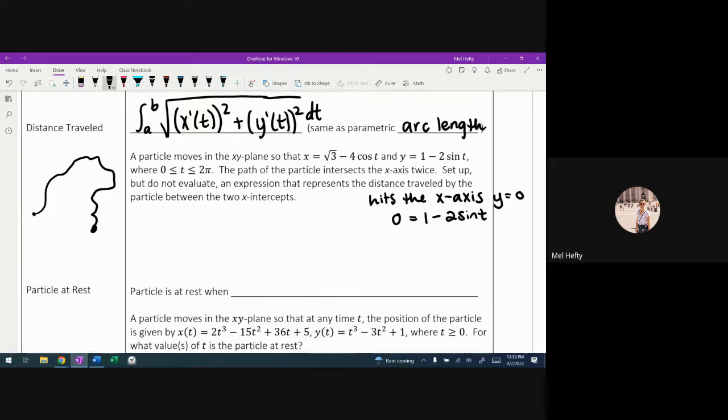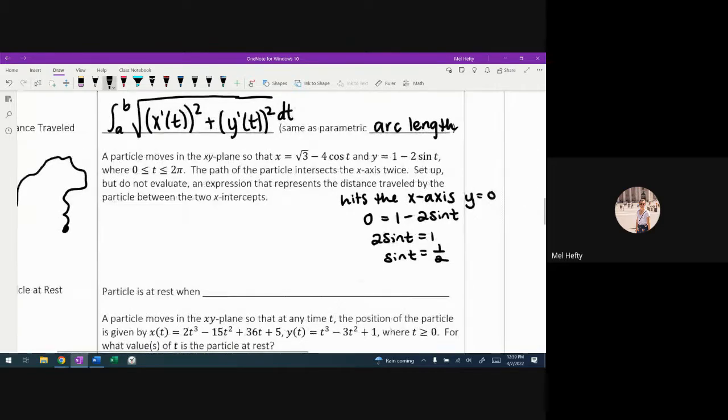I'm going to add the 2 sine of t, and divide by 2. All right, here is the challenge. There are 2 angles on the unit circle where sine of t equals 1/2. What are they? It's either pi over 3 or pi over 6. Let's figure it out.